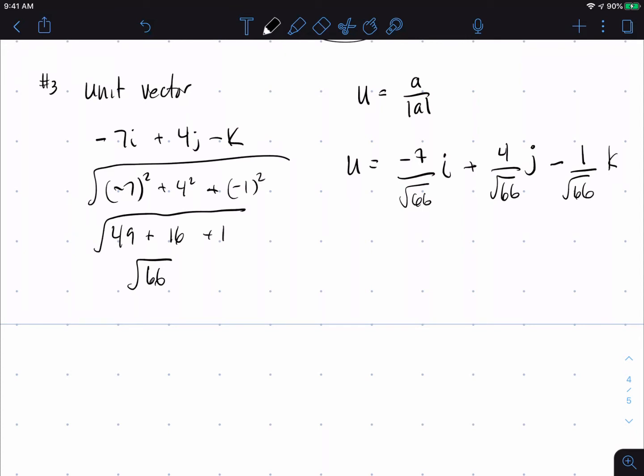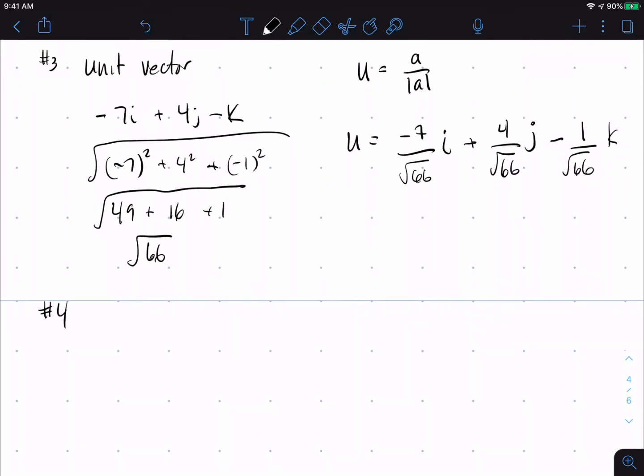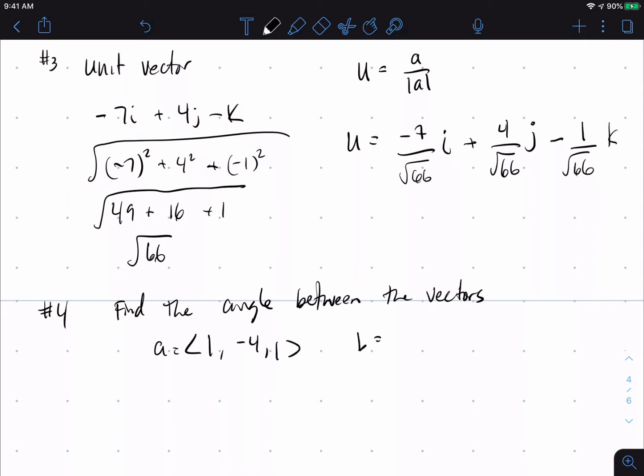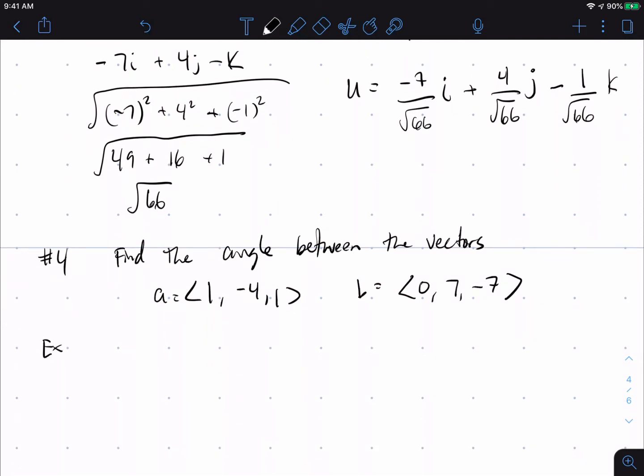Does that make sense? Yes. Okay, so here's the next one. I'll try to write it so you guys can still see number 3 just in case you need it. I want you to find the angle between the vectors. And here are the two vectors. A is 1, -4, 1. B is 0, 7, -7. What I'm going to ask for is two types, the exact and the approximation.